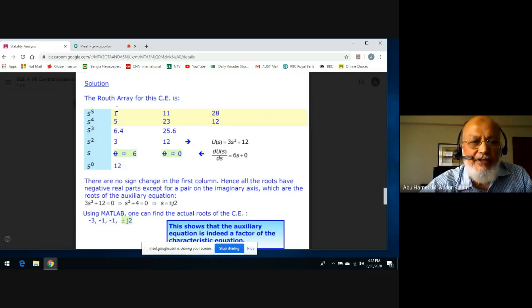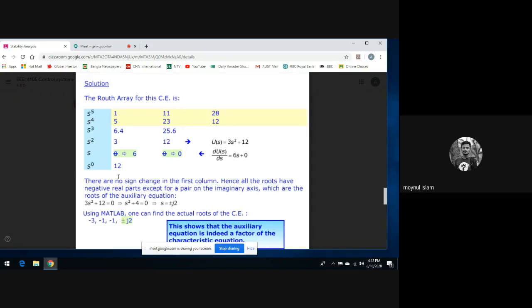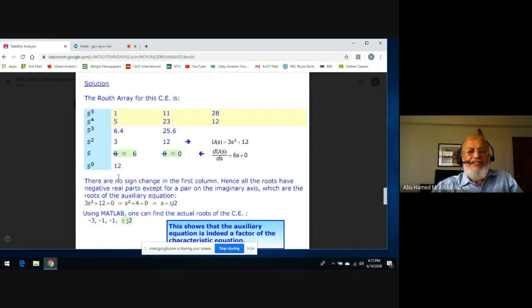Now we'll look at the first column. First column 1, 5, 6.4, 3, 6 and 12. What do you see? Any change of sign? No change of sign. What does it say? We know that it says no roots on the right half S plane, and it's stable. It is stable and no roots in the right half S plane.